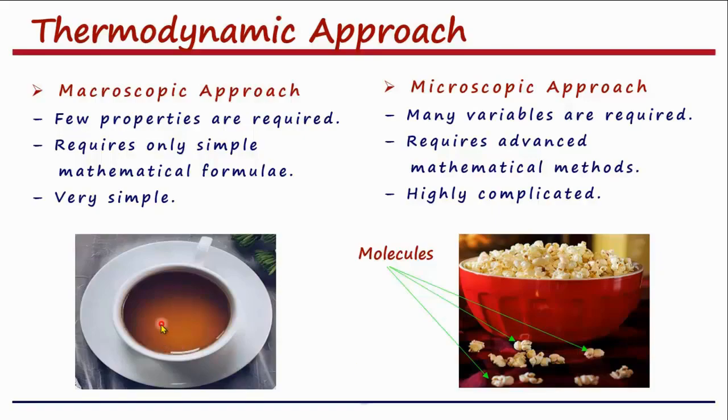The macroscopic approach is very simple and requires only few formulas and only few properties are required. Whereas this microscopic approach is highly complicated and requires more and more mathematical methods and more variables are required for the analysis of the system.